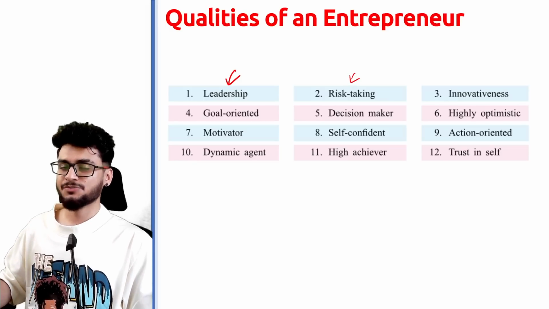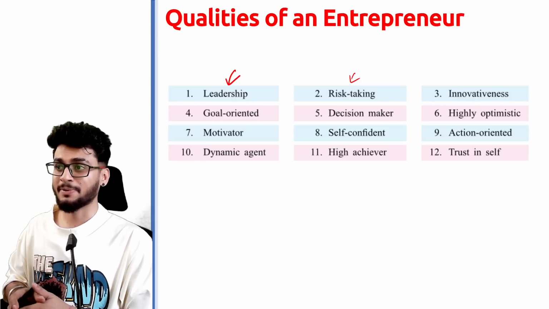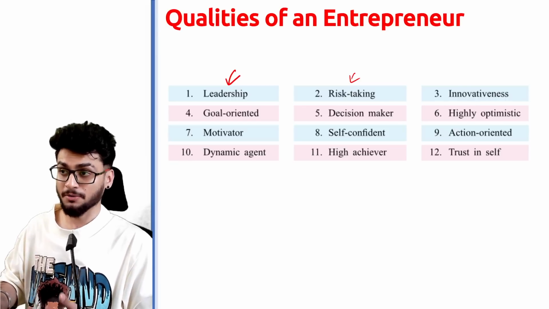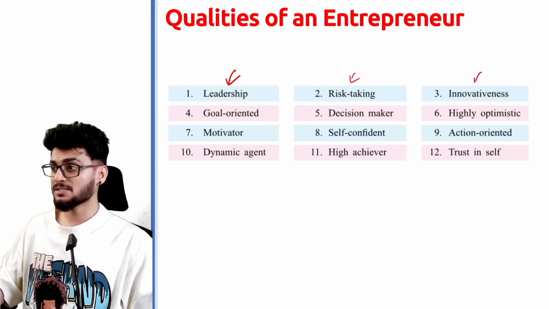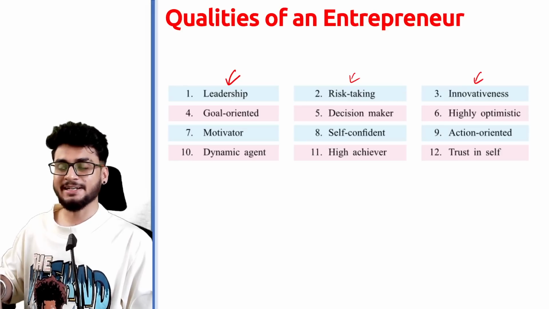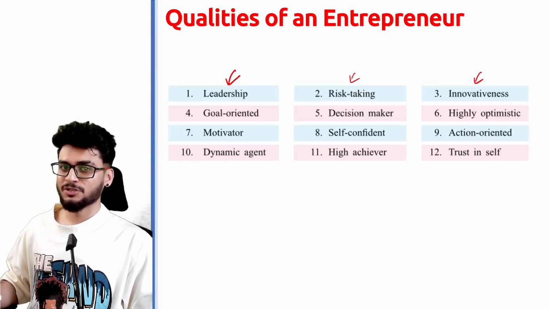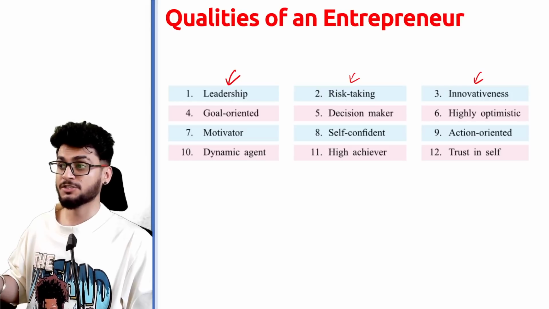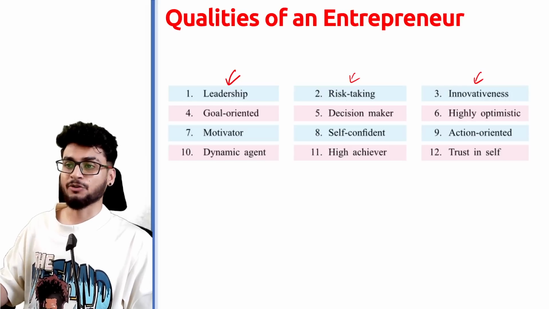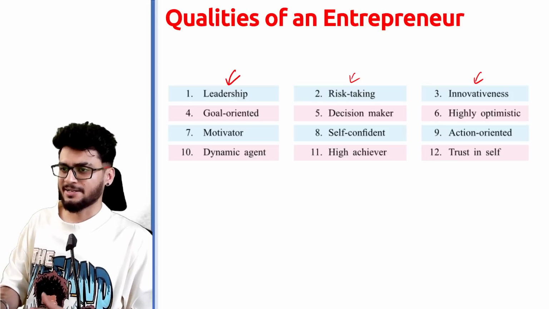Definitely it is a 50-50 chance that your company might be successful or it might not. So risk taking is a quality of an entrepreneur. Innovativeness, because you need to be creative. If you're not innovative, you're just another businessman. But if there is something creative in your business, if you're solving some specific problem of the consumer, it means that you're innovative. Goal oriented, definitely.